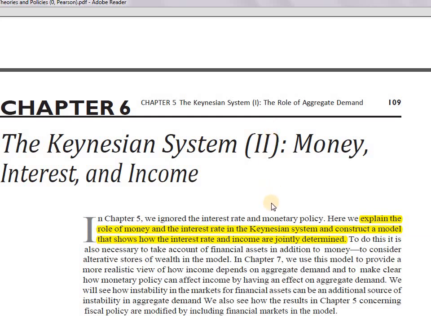So let's just get on to our next chapter, that is chapter number 6. The name of the chapter is Keynesian System Part 2, Money, Interest and Income. In this chapter we'll be talking about determination of the rate of interest.